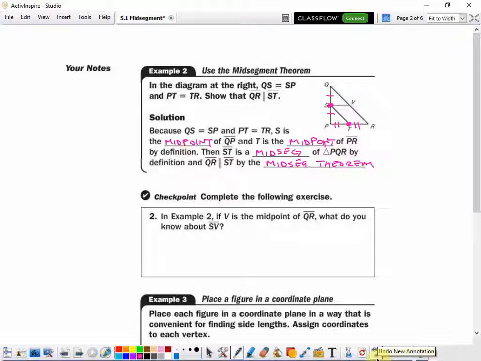Okay, pause the video and try the checkpoint. So in example 2, if V is the midpoint of QR, what do you know about SV? Well, S and V are both midpoints, so SV must be a midsegment. So segment SV connects midpoints. So segment SV is a midsegment.